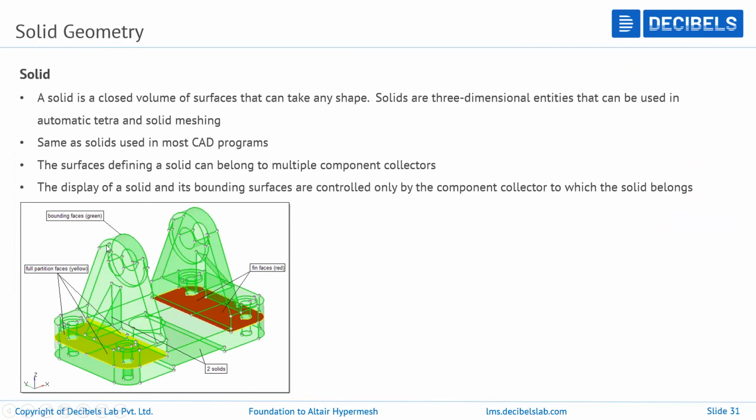As we have learned, these gray nodes are called points, and the bonding surface is shown by the green lines. In 2D modeling, we call it shared surfaces, whereas in solid geometry, we call it bonding surfaces. When these two surfaces connect, it is represented by a red line. That is the fin surfaces.